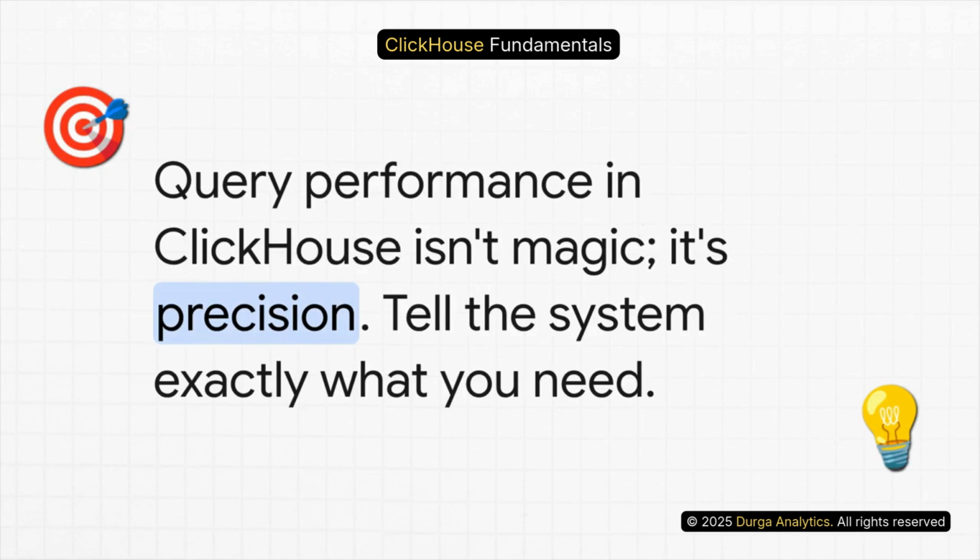Ultimately, query performance in ClickHouse isn't about magic. It's about precision. It's about designing your tables thoughtfully and writing your queries to be incredibly specific. You just have to tell the system exactly what you need so it can do the absolute minimum amount of work and read the absolute minimum amount of data.